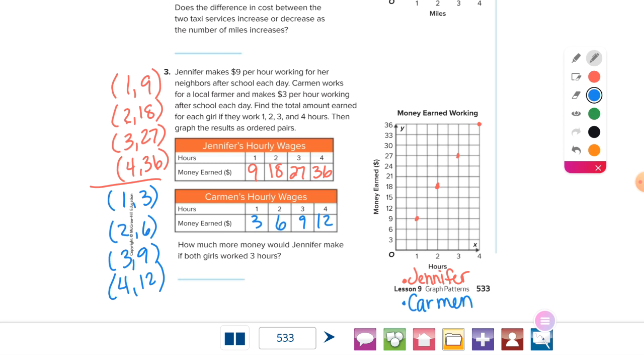1 up to the 3. So I go over 1 up to the 3. Okay. Over to the 2 up 6. Okay. Over 2 up 6. Good job. Over to the 3 up 9. Good job. Over to the 4 up 12. Over the 4 up 12. Okay. And I already have it labeled. Now it asks me a question.